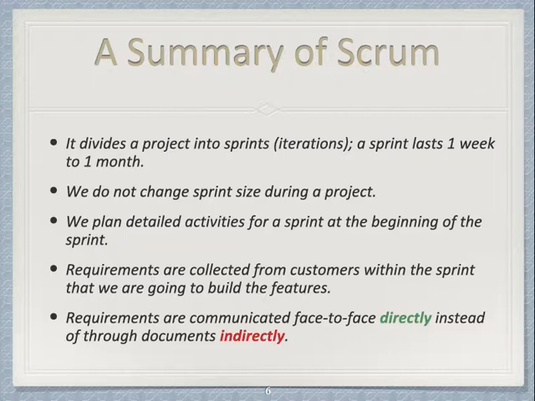So let's have a very brief summary of Scrum. In Scrum, we divide a project into sprints. A sprint, you can think of it as a duration of time. A sprint may last as short as 1 week or as long as 1 month or anywhere in between. It depends on the needs of the project team, what they think is the best solution to suit their project. So it's usually 1 week to 1 month. And once you have started the project, you would not change the sprint size.